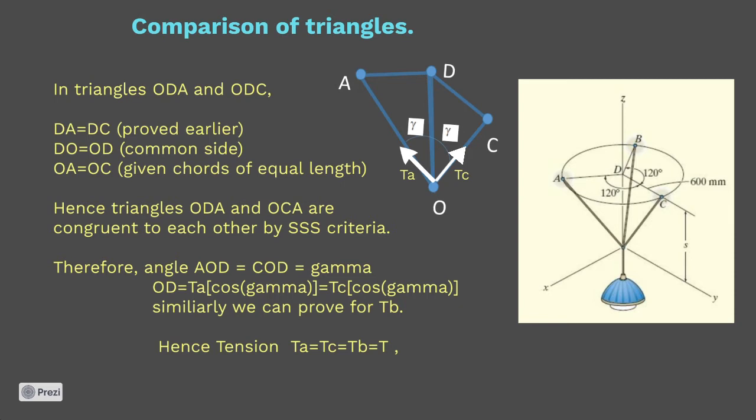Also, by taking the common side OD, in triangle ODA, OD is equal to TA cos gamma, where TA is the tension due to cord A. Similarly, in triangle ODC, OD is equal to TC cos gamma, where TC is the tension due to cord C. Therefore, TA cos gamma is equal to TC cos gamma. Cos gamma gets cancelled. TA is equal to TC. Similarly, we can prove for TB as well. Hence, tension TA is equal to TC is equal to TB is equal to capital T.